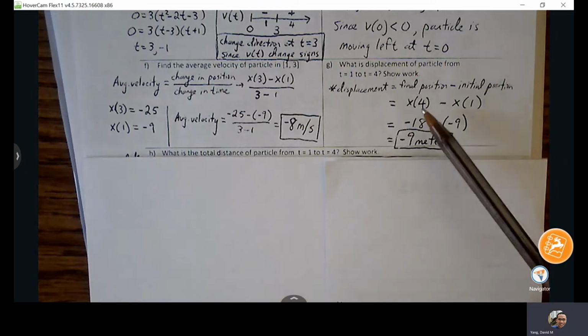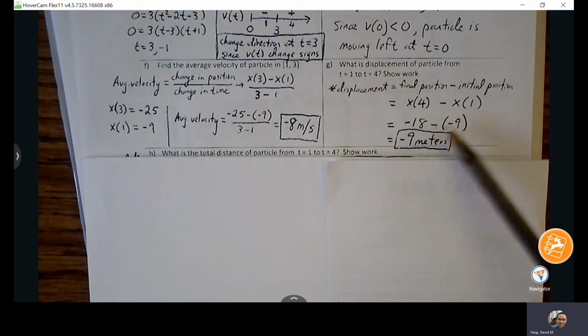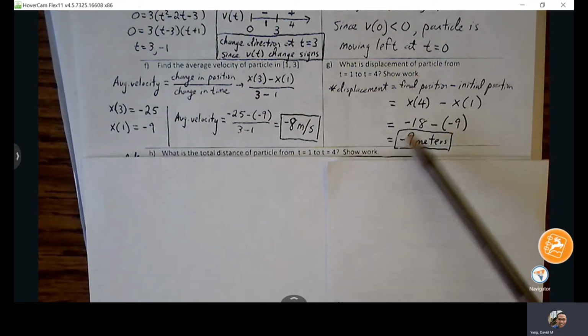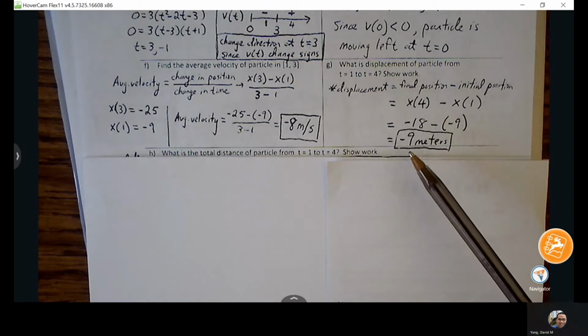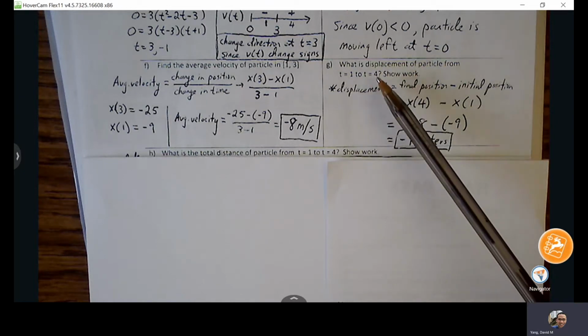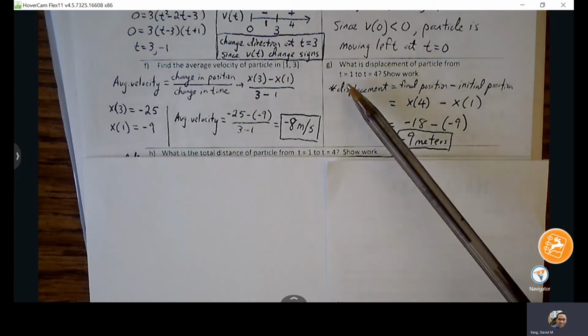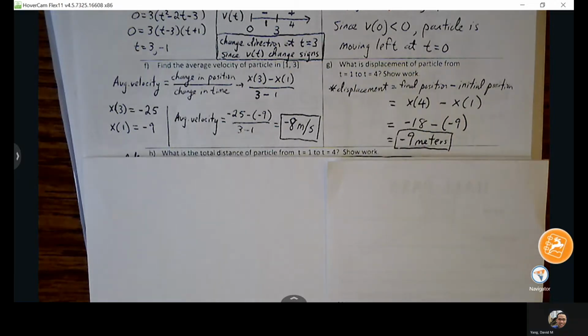We just take whatever that value gives us. X of 4 is negative 18. X of 1 is negative 9. Negative 18 minus negative 9 is negative 9. So this tells us that between 1 and 4, starting at 1 and ending at 4, this object is going to end up 9 meters to the left of where it started at t equals 1. Yes? For displacement, you're still using the position formula, correct? That's right. Displacement is just position.